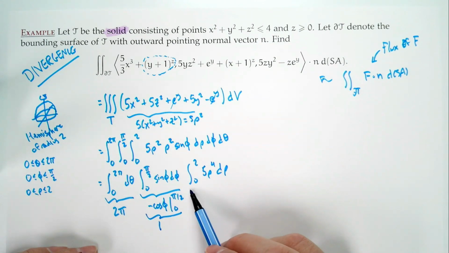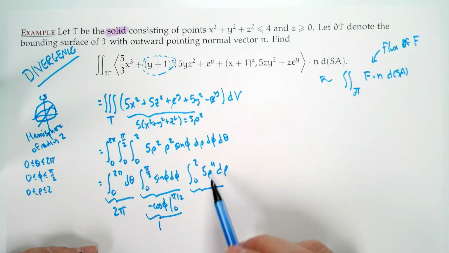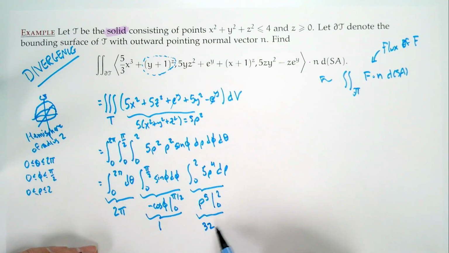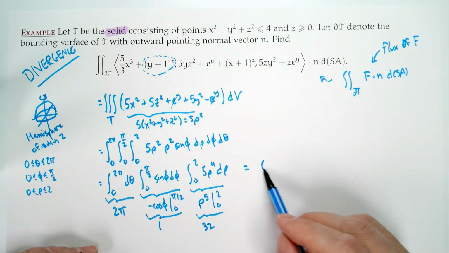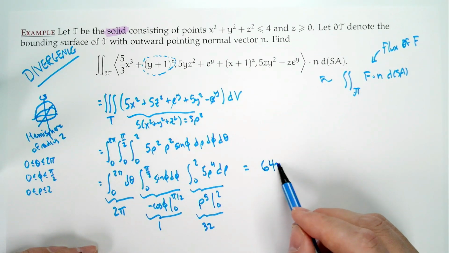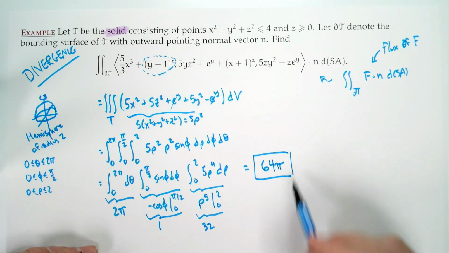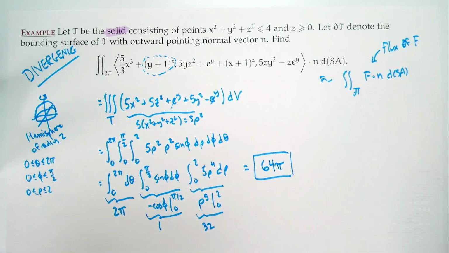And now, this last part, well, easy integral. Rho to the 5th, and then we're going to go from 0 to 2, which means we get 2 to the 5th, or 32, giving us our final answer of 64 pi. And that's our divergence. That's it. We're done. Nice. Okay, so that one's not so bad. Let's try another one.